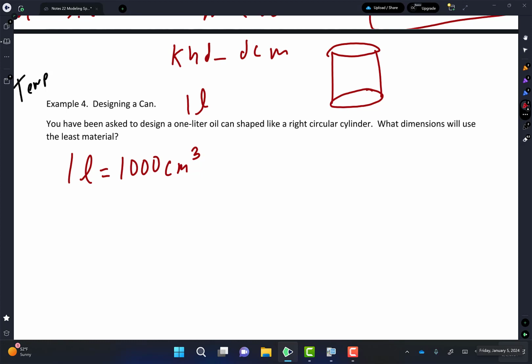So first, let's see, what do we know? We know that this is my volume. So what is the equation for volume of a right circular cylinder? Well, volume is equal to the area of that base, pi r squared, and then I gotta multiply by the height. And that will give me that three-dimensional space of volume. Does that make sense? So pi r squared and then times h will give me that third dimension. All right, so I can say 1,000 equals pi r squared h.